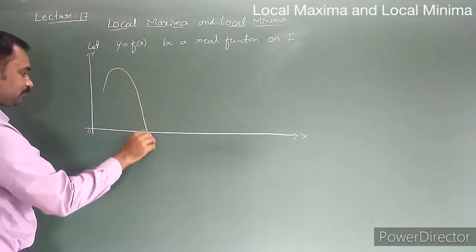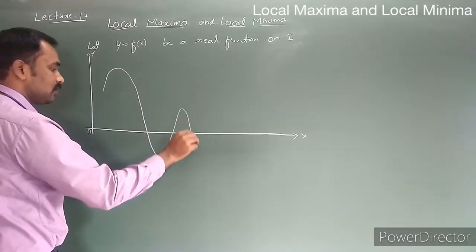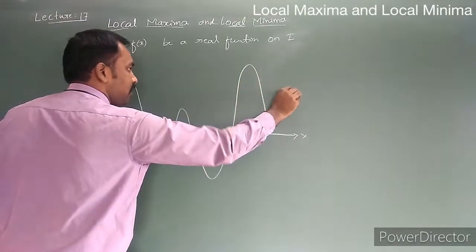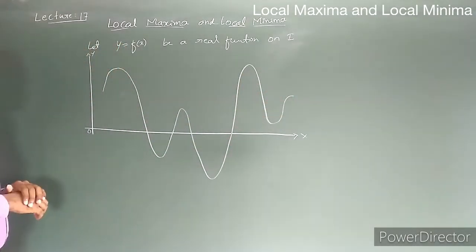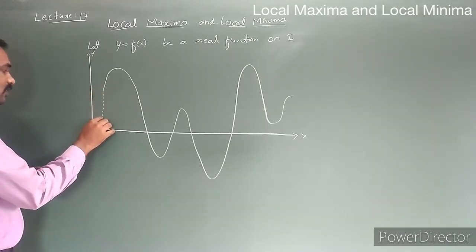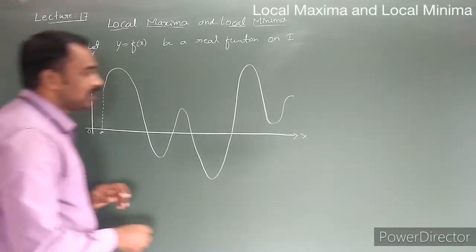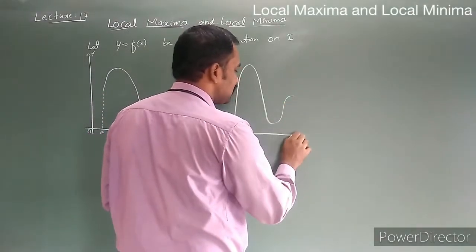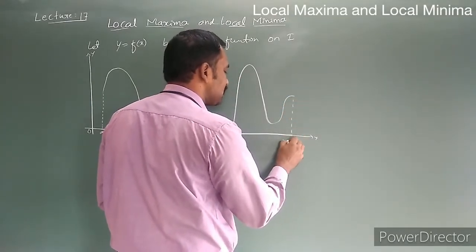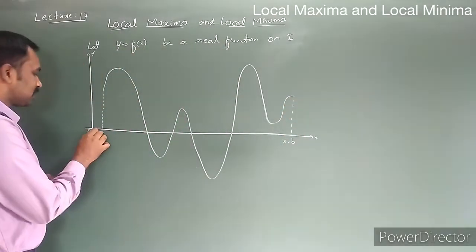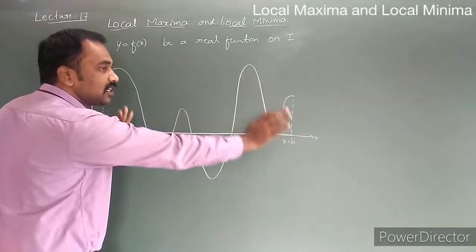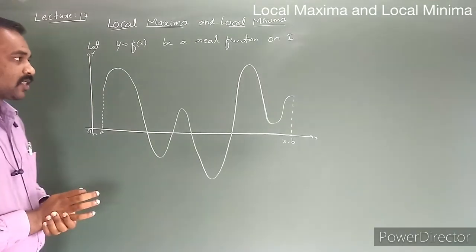This is the graph. It is defined on an open interval a comma b. This point is a and this point is b. It is defined from a to b. We can say this is x is equal to b, and this is x is equal to a. The function y is equal to f of x, and the graph of the function is like this.